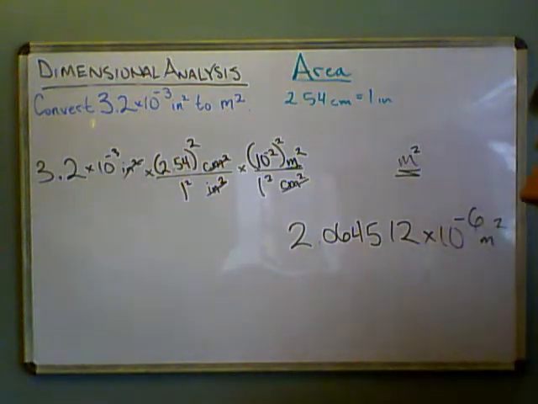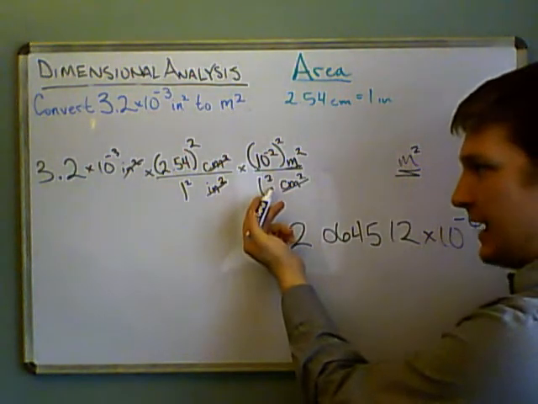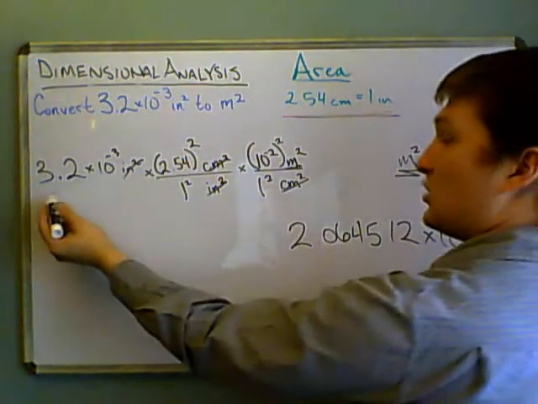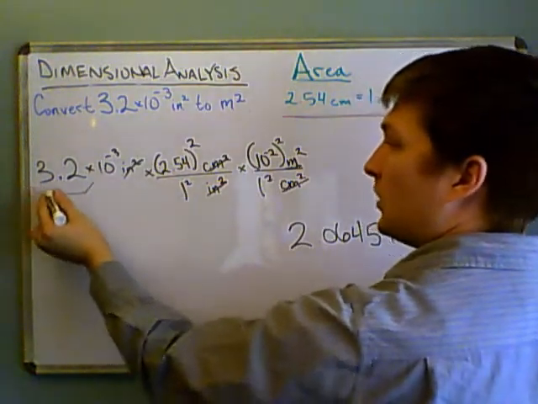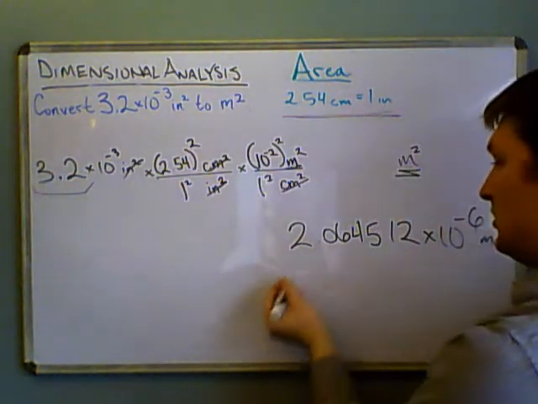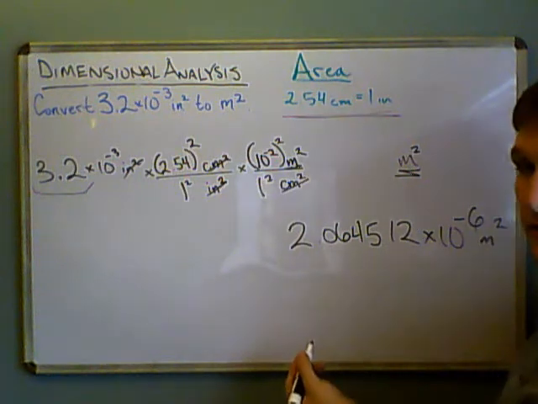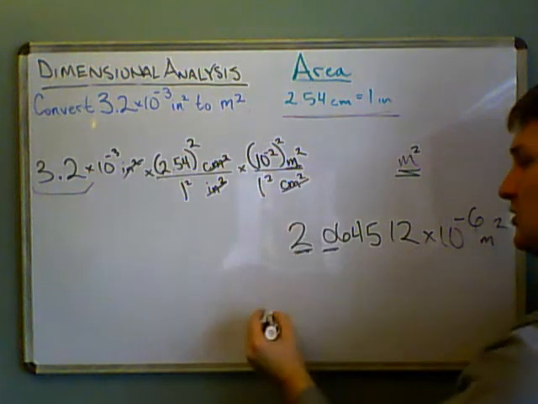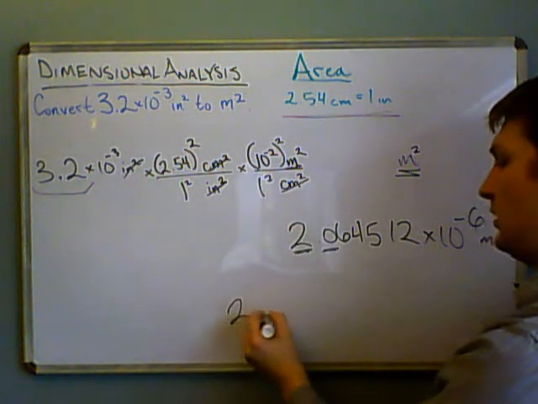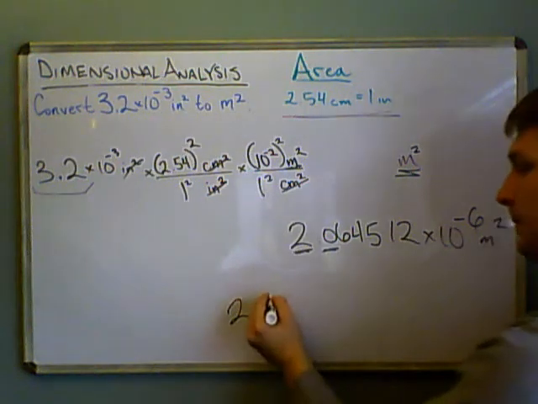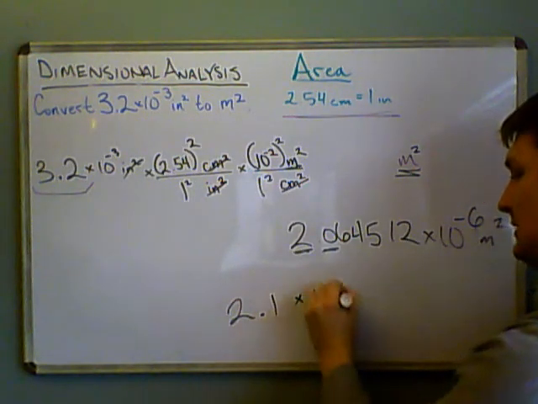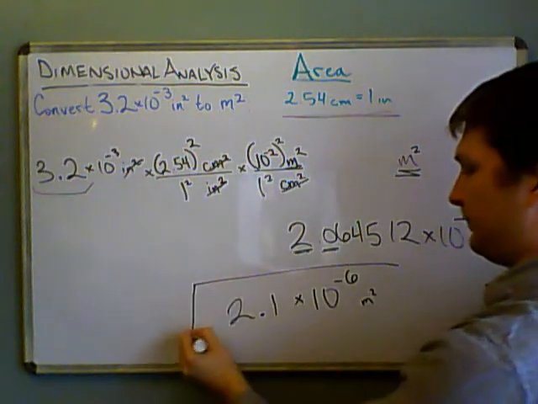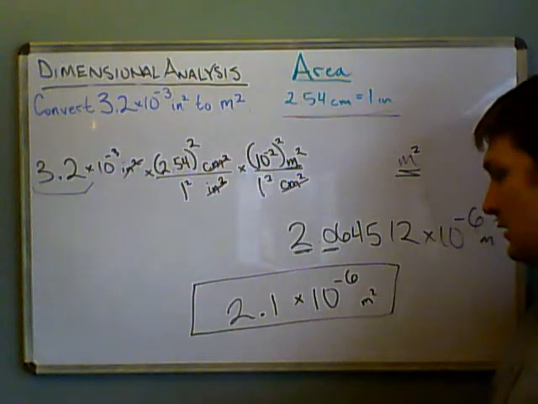Okay, now let's look at significant figures. That was exact. This is exact because it's defined to be exact. And so we're limited to what we started off with, which was 2 significant figures. So this is limited to 2 significant figures. So that's the first and that's the second, so it's going to be chopped off there. We're going to get 2.1, because I'm going to round up, times 10 to the negative 6th meters squared. And that's our final answer.